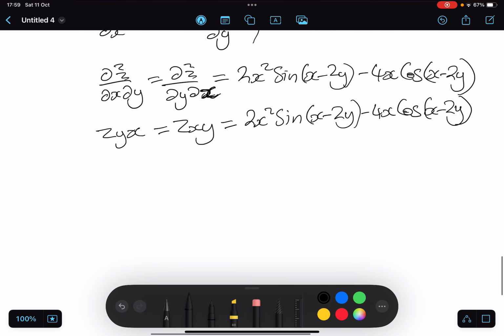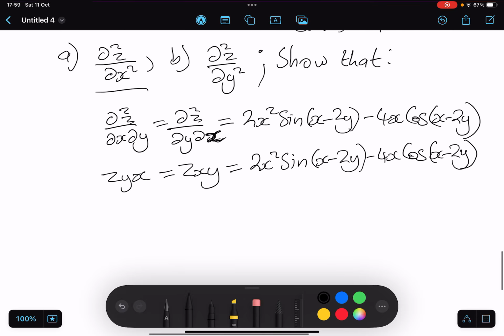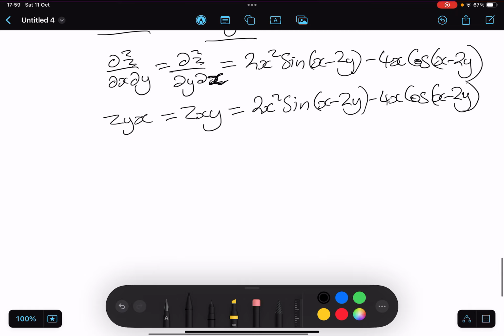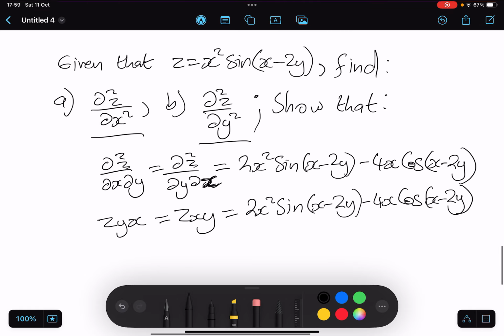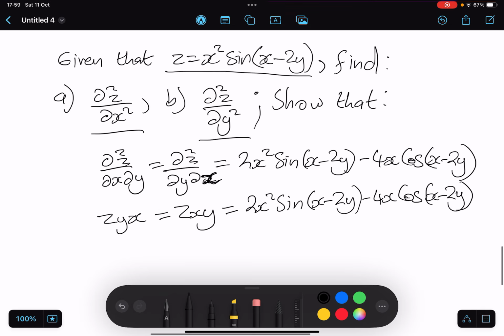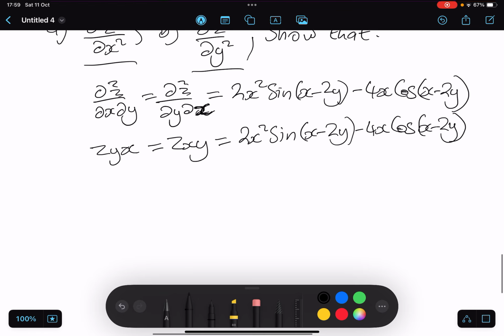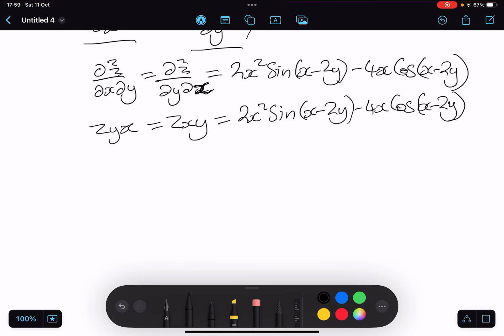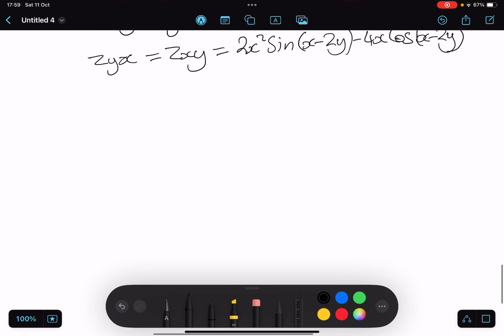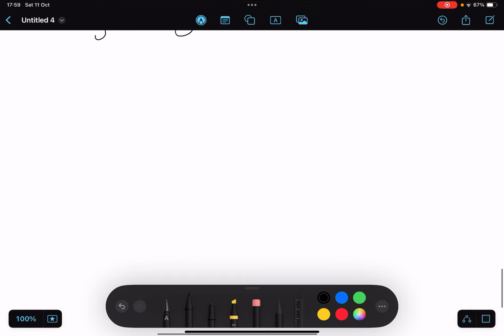Okay, so now what is our task? Our first task is to find this and this, right? So we're given this function, and this is how we go about doing this one. We are given that z is equal to x squared sine(x minus 2y).